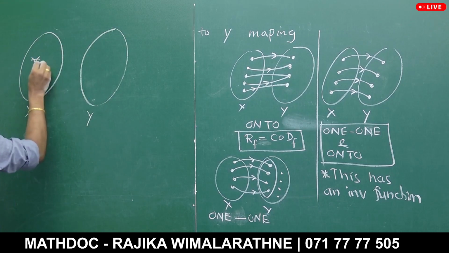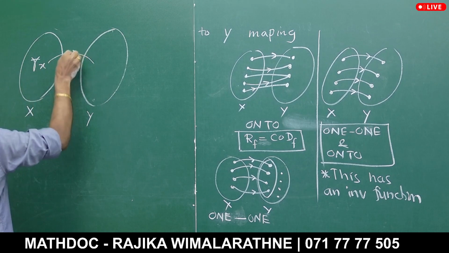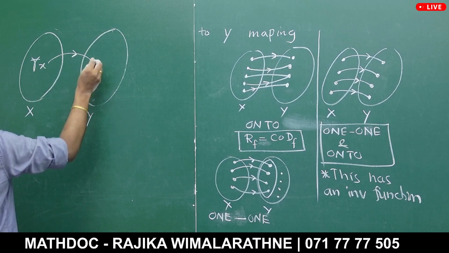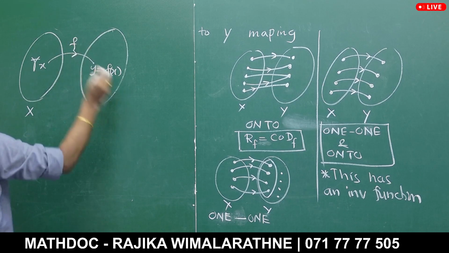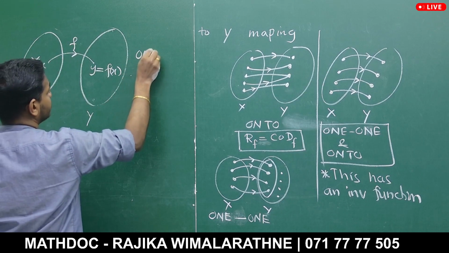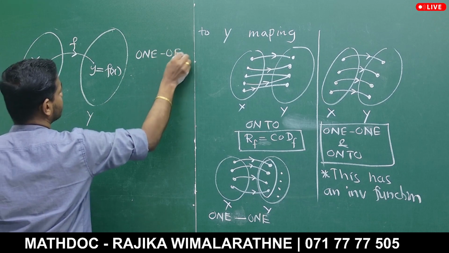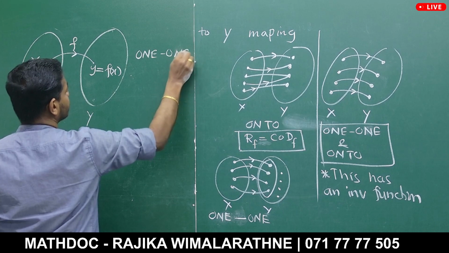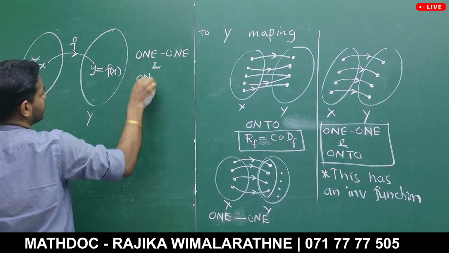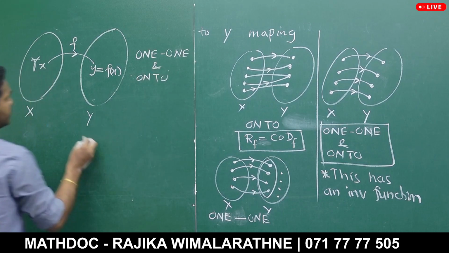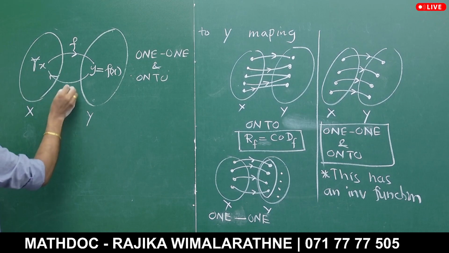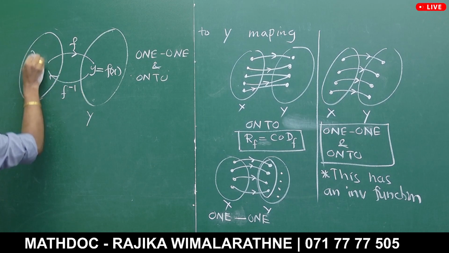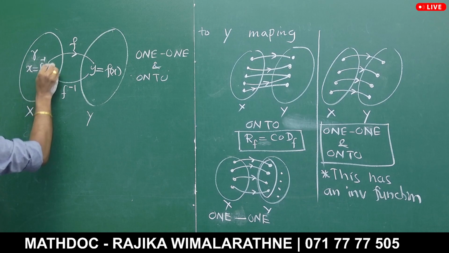So we say all x values are connected with y values. We say f(x). Here this function is 1 to 1 and onto. So we can reverse again. Here we call it the inverse function. Here all x values now. Further we say f inverse of y.